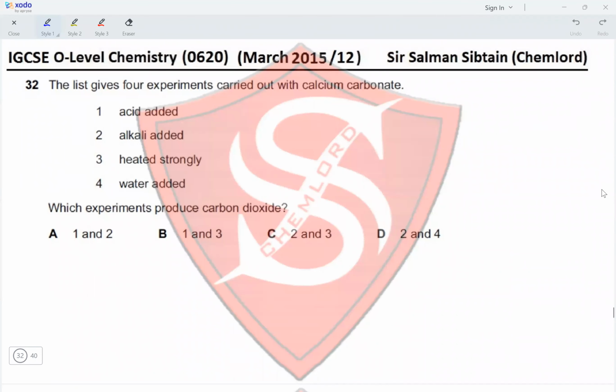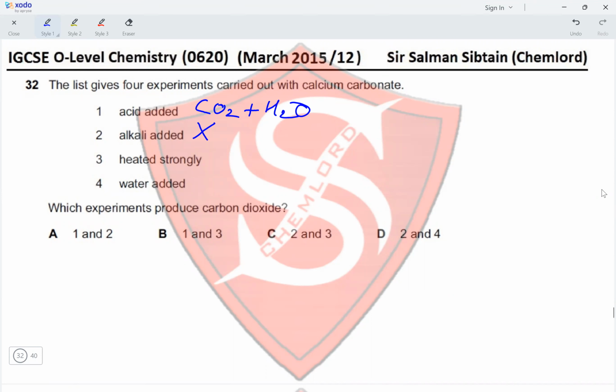Question 32. The list gives 4 experiments carried out with calcium carbonate. Acid added, alkali added, heated strongly, water added. Which experiment produces carbon dioxide? So when acid is added, it produces CO2 and H2O. When alkali is added, no reaction occurs.